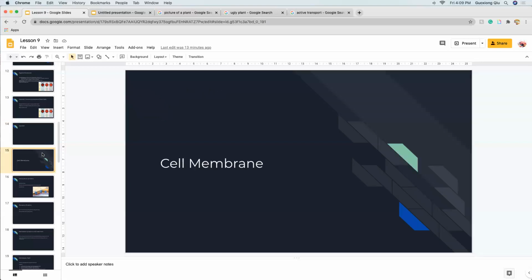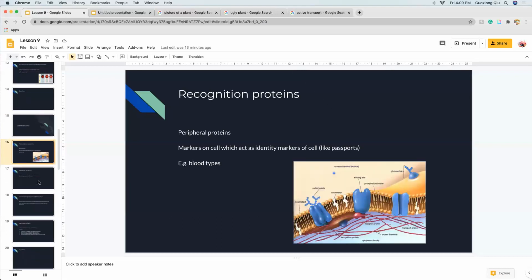Next topic, cell membrane. All right, we already know the phospholipid stuff. So if you remember when I talked about the cell membrane earlier, I talked about how there's a lot of proteins on the cell membrane, where there's protein channels and proteins embedded into the cell membrane. Now we're going to talk about them.